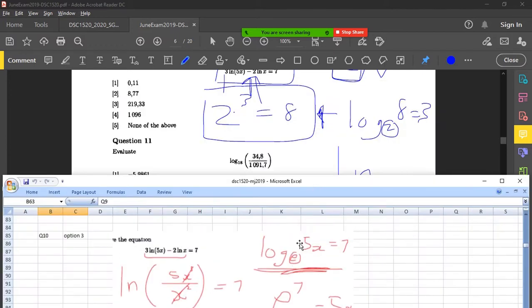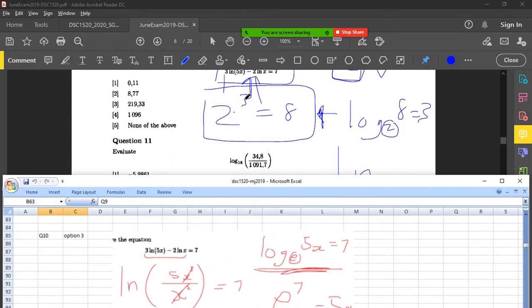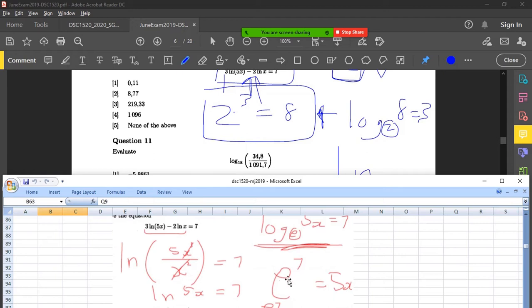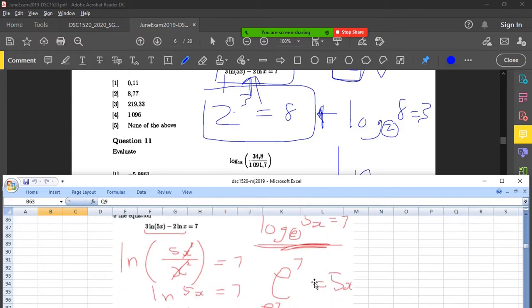I'm taking this and writing it down in that format. So log 2, the 2 here is the base. Do you see that? What is the 2 here? It's the e, so I write down the e. What is my 3 here? My 3 here is the answer, it's the 7. The 8 here is this. So here, the 5x is the 8. That's how I get that.